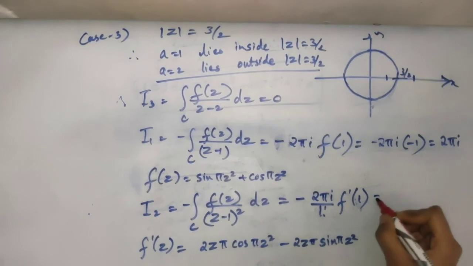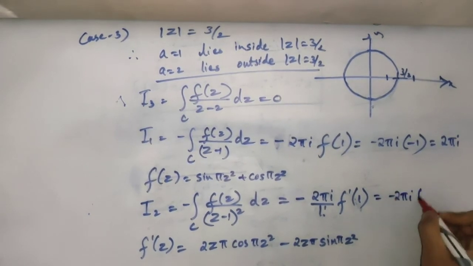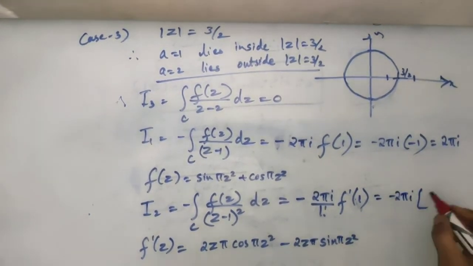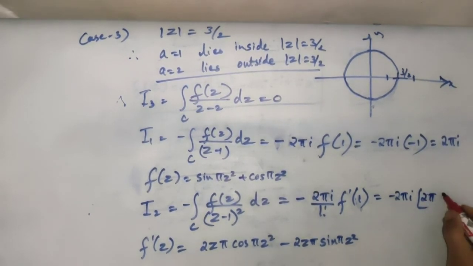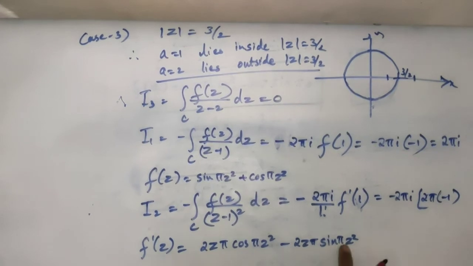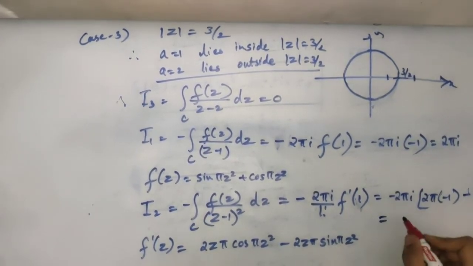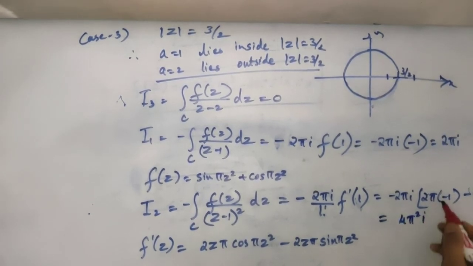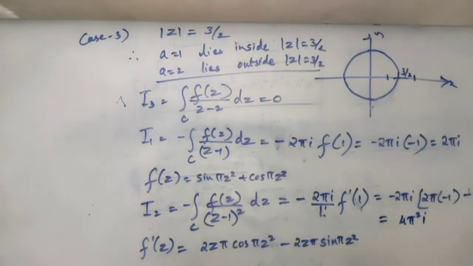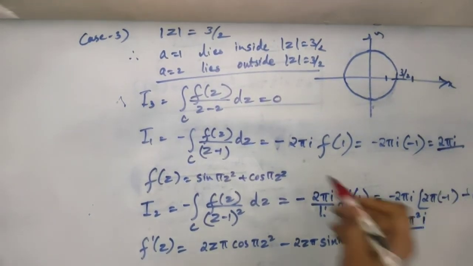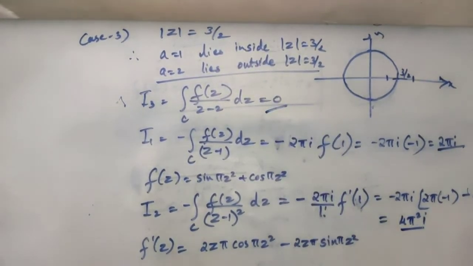Just tell me. It will be minus 2 pi i into, you put z is equal to 1, it is 2 into pi, cos pi you get. Cos pi is minus 1, sin pi is 0, so directly this will be 0. So when you simplify this, 2 pi into 2 pi, it is 4 pi square i, minus into minus is plus. So the I1 value, I2 value and I3 value have been evaluated.